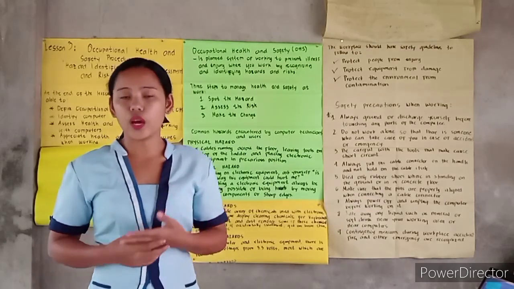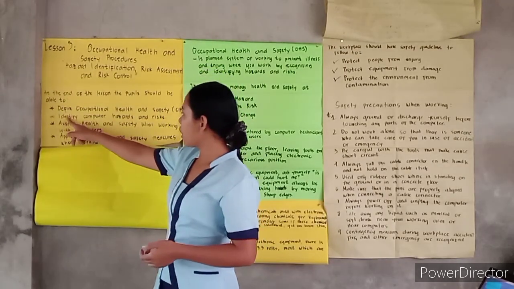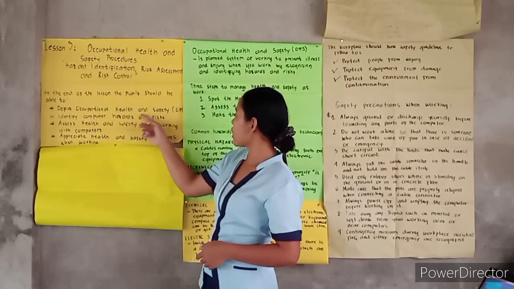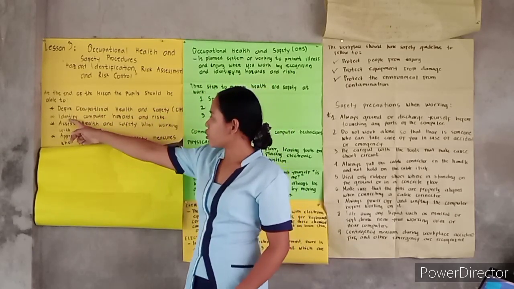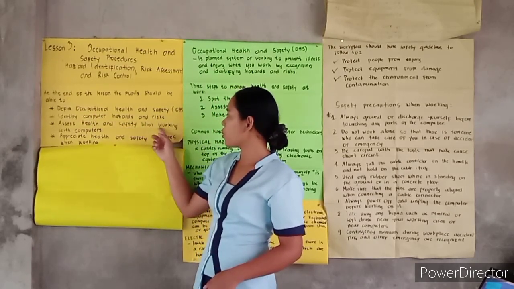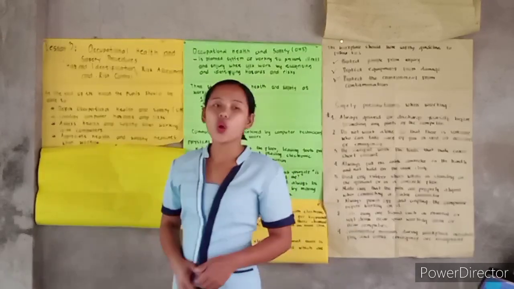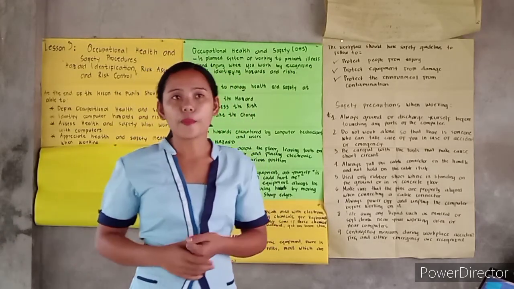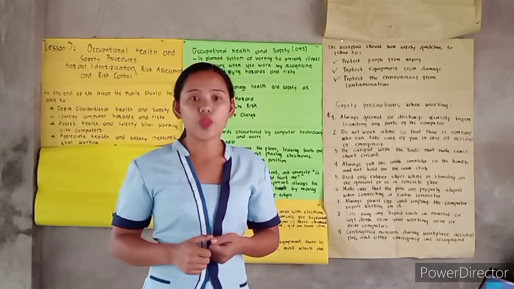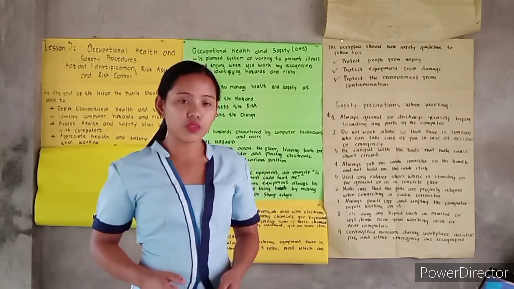We will proceed to the introduction of our discussion. But first, we will define occupational health and safety, or OHS. Identify computer hazard and risk. Assess health and safety when working with computers. Appreciate health and safety measures when working. I have some pictures that I will show you, and you will think about what possible situation could happen based on each picture.